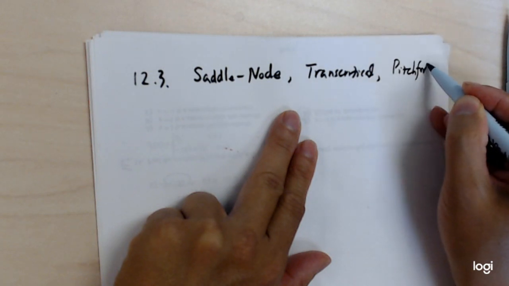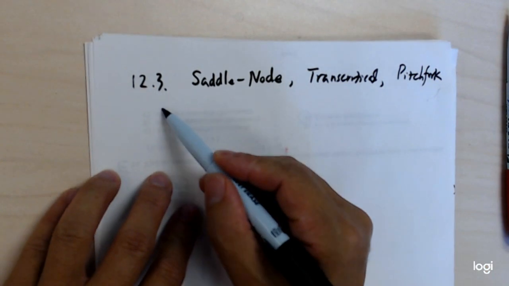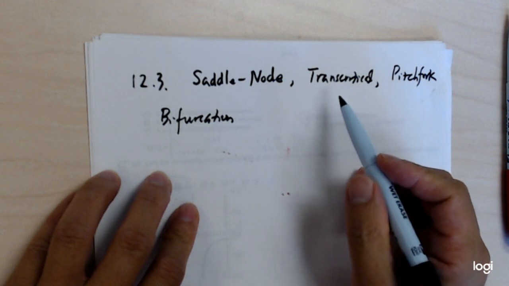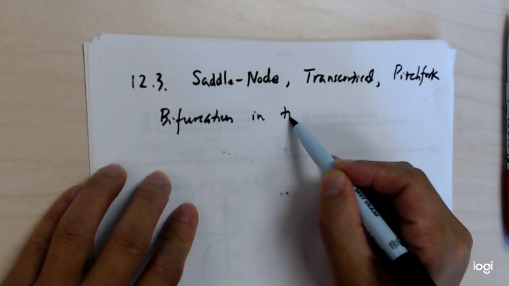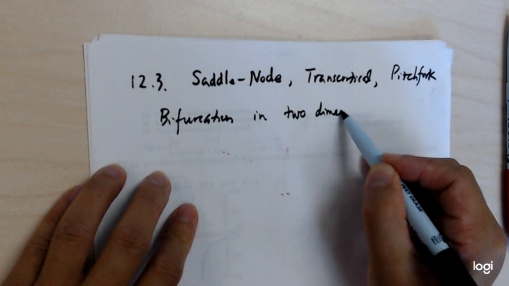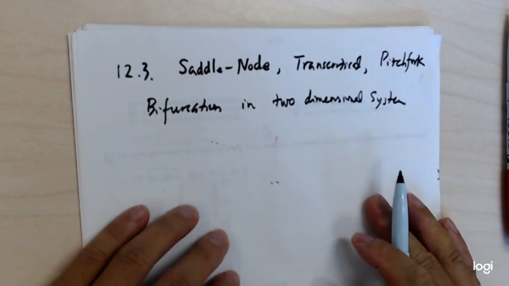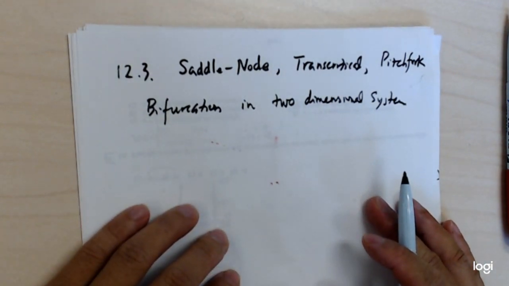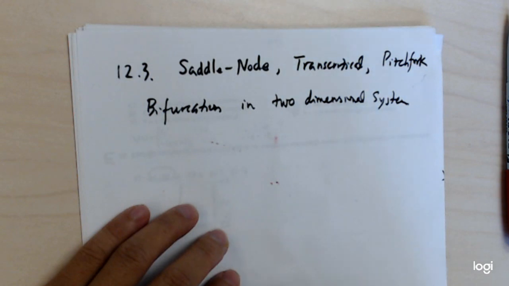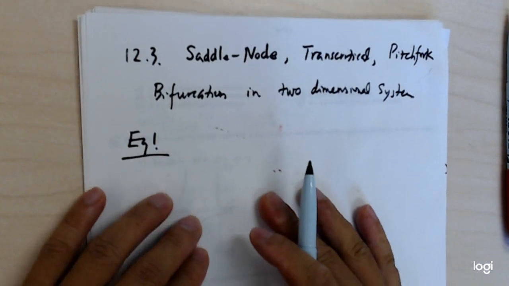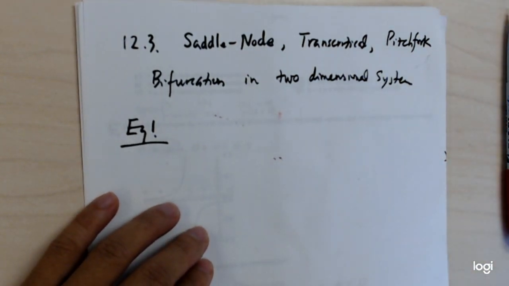Pitchfork bifurcation. So that's the creation of extra equilibriums. Pitchfork bifurcation in two-dimensional systems. So once again, I will give you some prototype problems that illustrate the different scenarios of what happens to the equilibriums. First example, and then I'll let you think about what type of bifurcation this is.